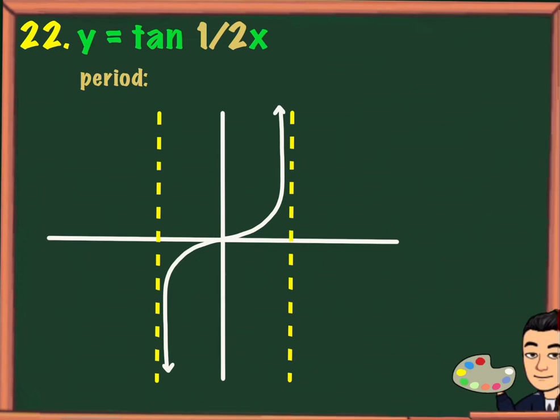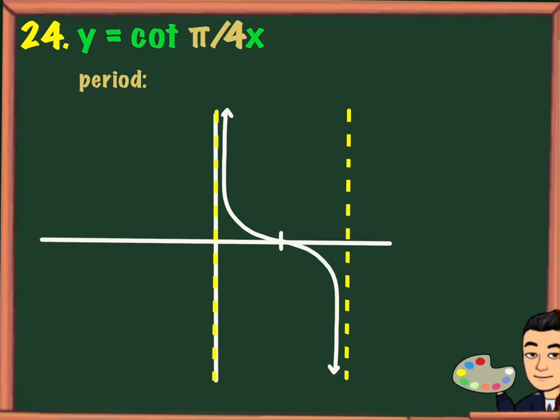So for number 22, your period is going to be pi over 1/2, so that's going to equal 2 pi. So here you want to mark pi. On the other one, you want to mark negative pi. And this is your tangent graph. For number 24, your period is going to be pi over 1/4, so that equals 4. So just go ahead and mark 4 here, 0 here, and 2 here, and that's your cotangent graph.